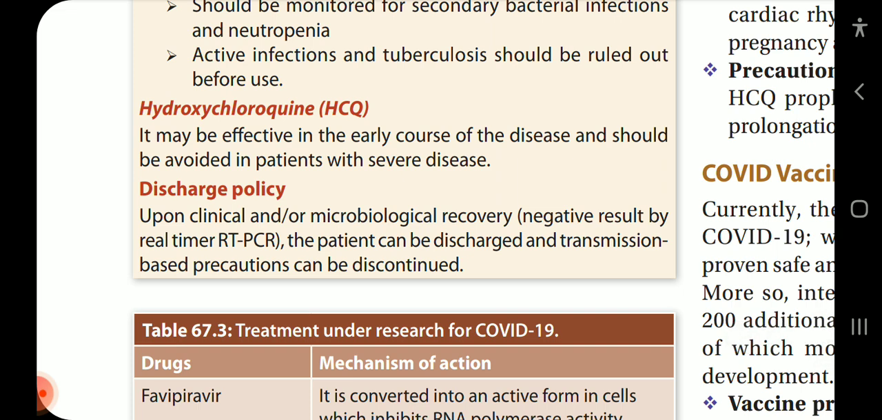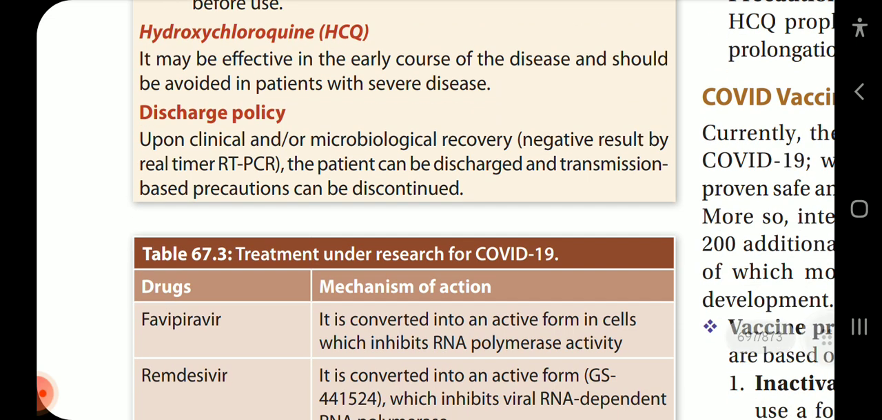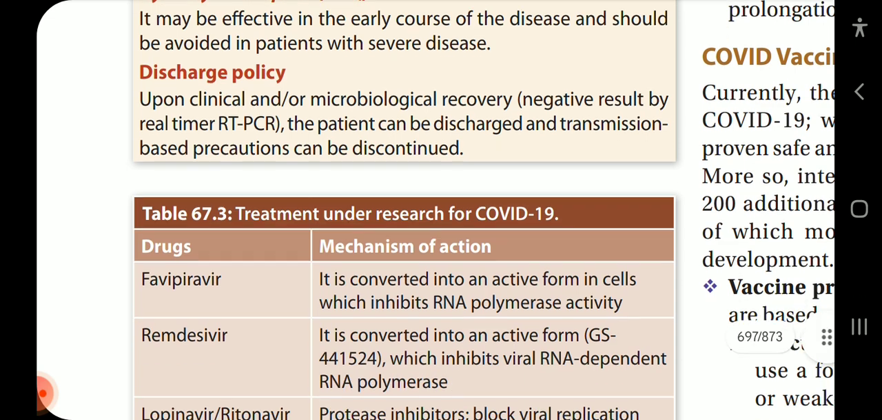And discharge policy: as per the current guideline of Government of India, the patient can be discharged and isolation can be discontinued after the resolution of clinical symptoms and maintaining stable O2 saturation more than 94% for 72 hours.